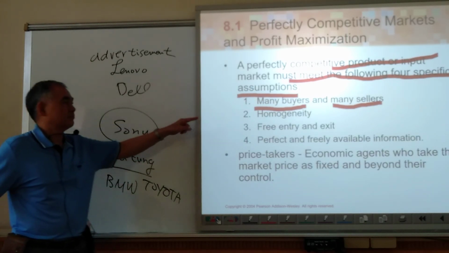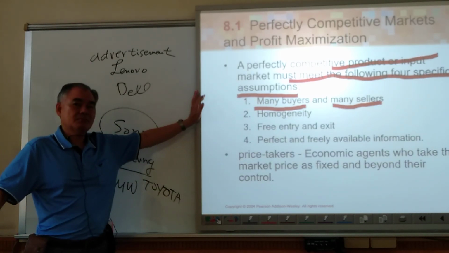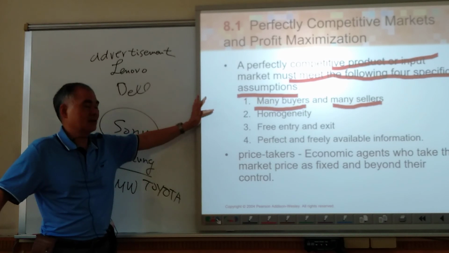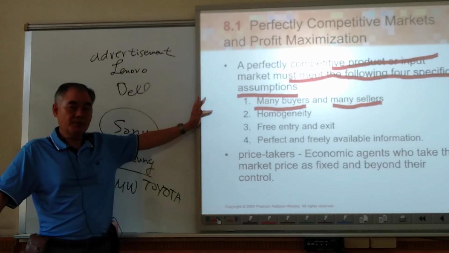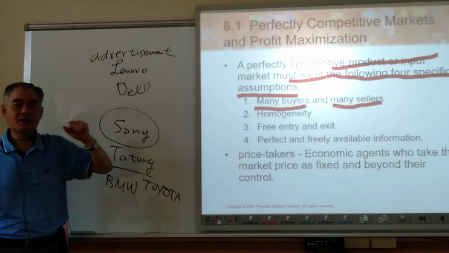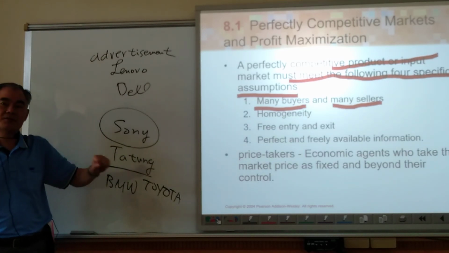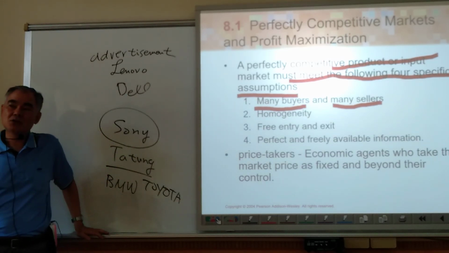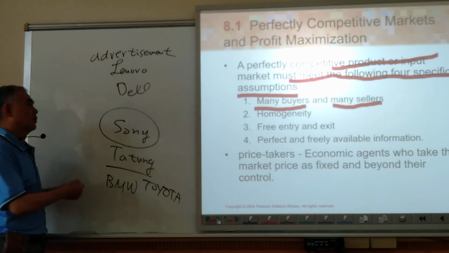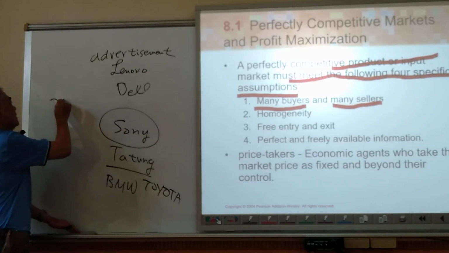So here, homogeneity is something that the company wants to manipulate, okay? They want to convince you that their products are much better than the others, so that they can charge a higher price. That is what we call monopolistic power.